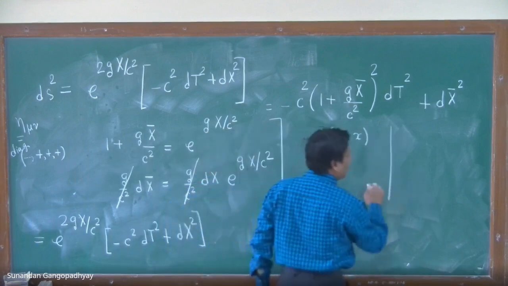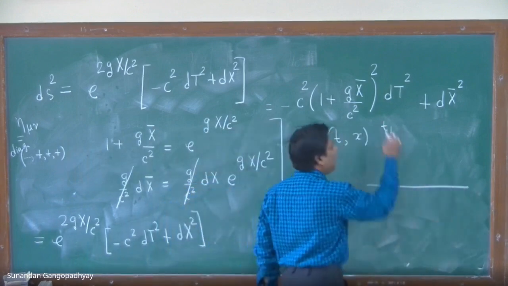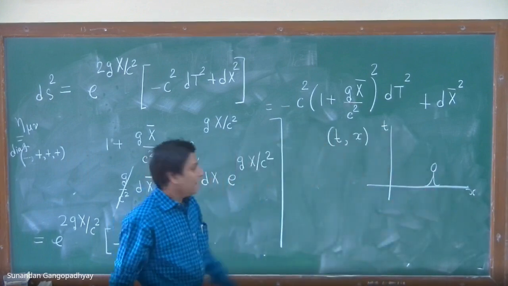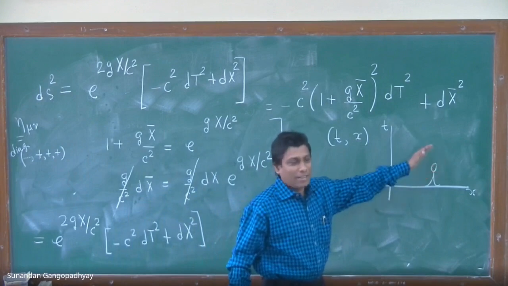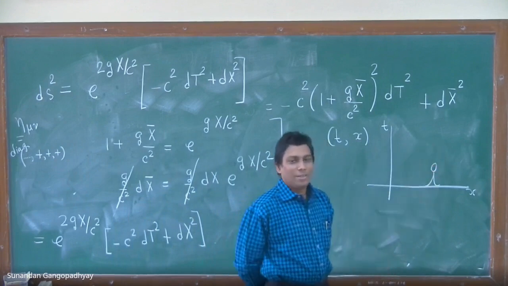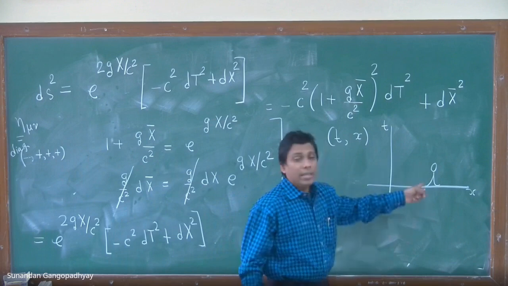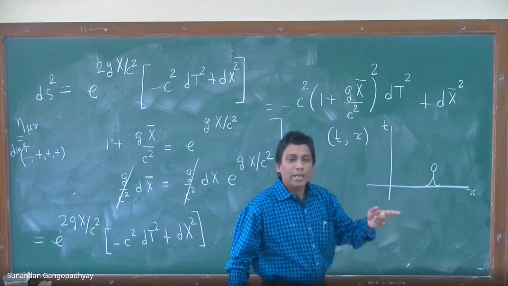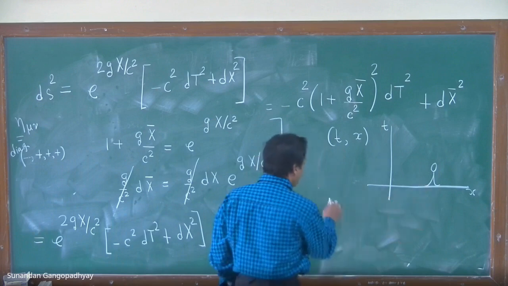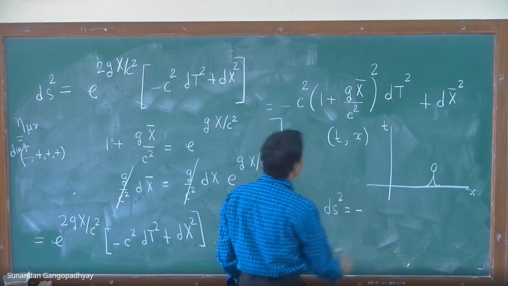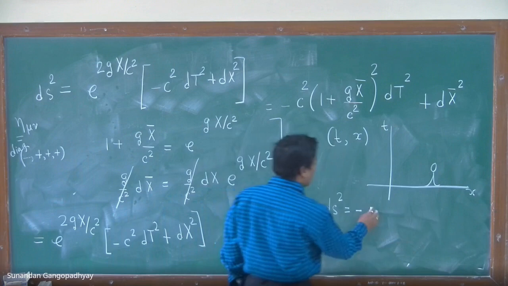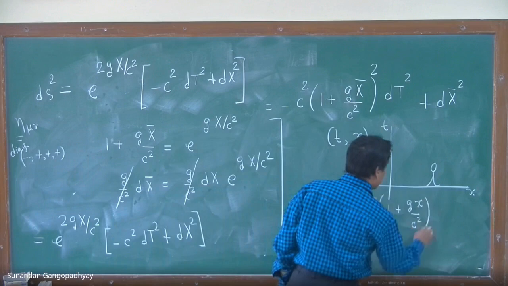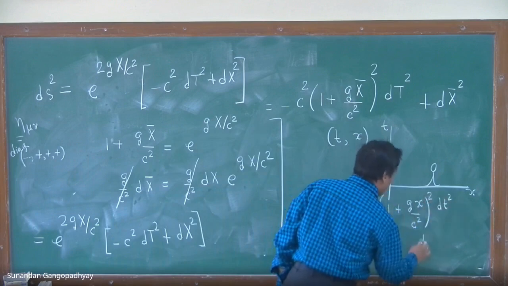Like us, we have t and x, and Gangopadhyay is sitting here, and he is in a uniform gravitational field. And Gangopadhyay's teacher is also standing here, he is also in a uniform gravitational field. What are their coordinates? t comma x. And their line element, you can never write as flat space-time. What should it be? It should be ds square equals c square times 1 plus gx by c square, whole square, dt square, plus dx square.